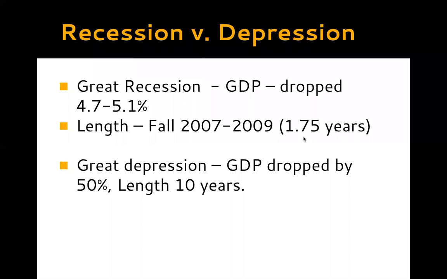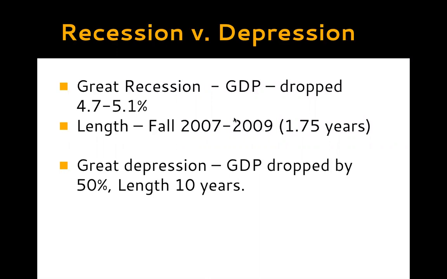So if it would have lasted just a little bit longer, we would have had a depression instead of just a recession. GDP only dropped between 4.7 and 5.1%, so around 5%. So it was only halfway there for the GDP drop. It was a prolonged recession, just not prolonged enough. And it wasn't a deep enough recession to become an actual depression by definition.